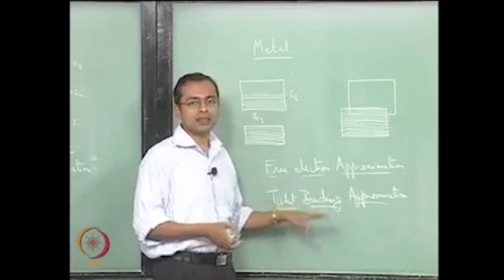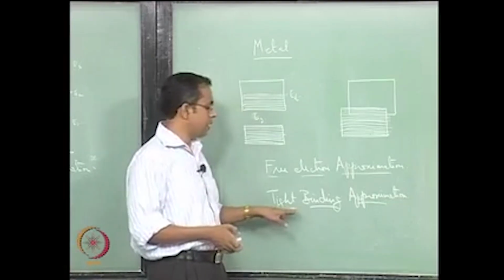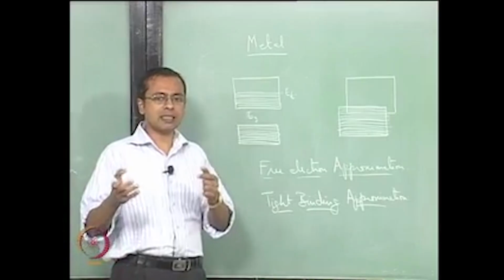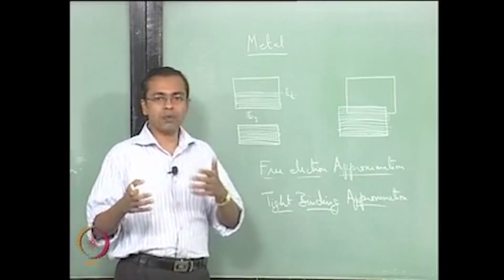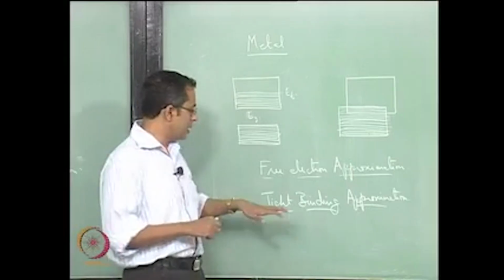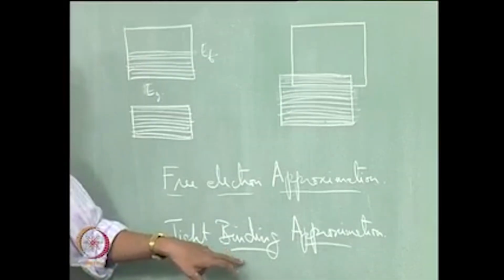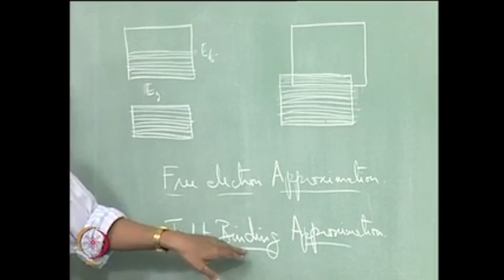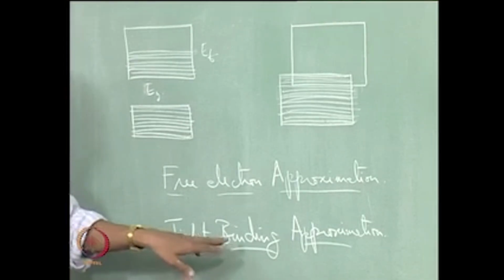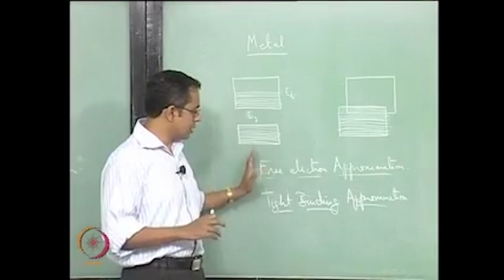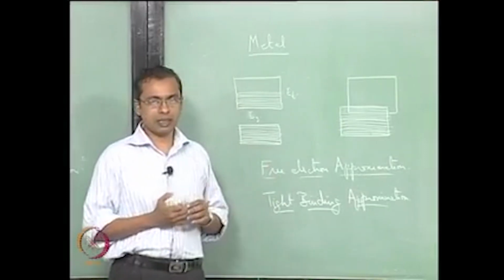Generally for semiconductors and insulators, the tight binding approximation is at least considered more likely to give you the right kind of analysis in an easier sense. So for semiconductors and insulators, a slightly better or more appropriate approach is the tight binding approximation. For metallic systems, the free electron approximation is the better approach. So this is how these approaches compare with each other.